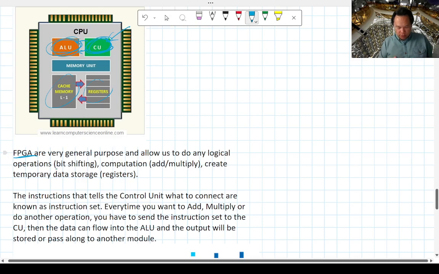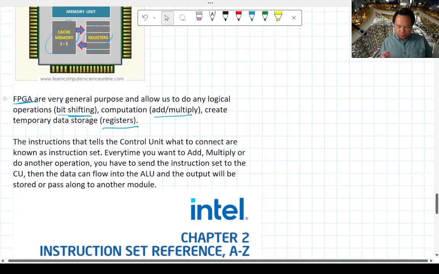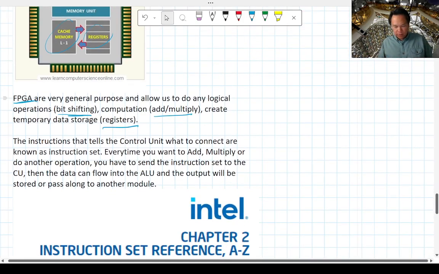The other operations, such as bit shifting, are useful for moving data along, or adding and multiplying, which we know how to do, or even creating temporary storage. These are called registers. It's not the best use of ALUs to store information in there, but you can if you wanted to. And these are sometimes temporarily used.